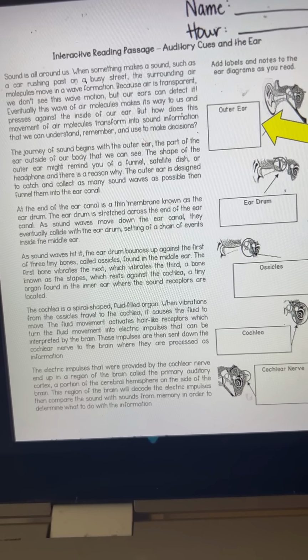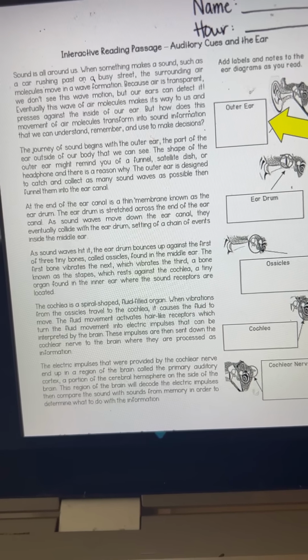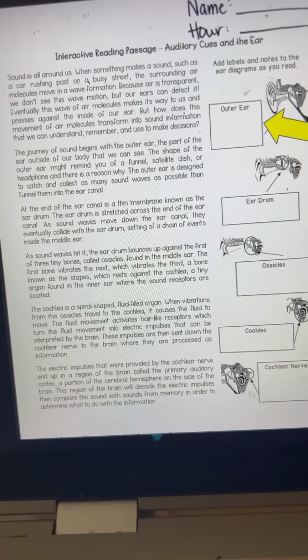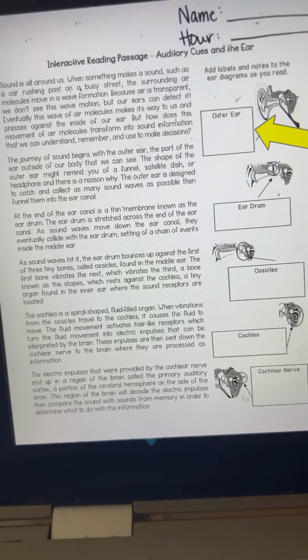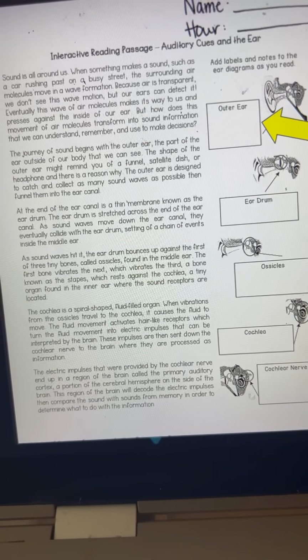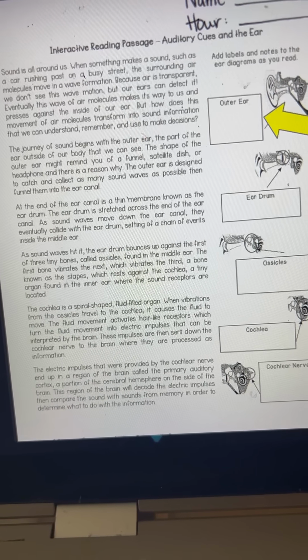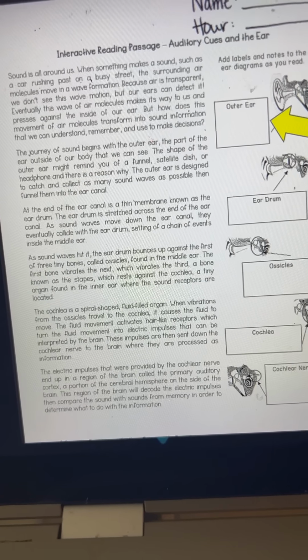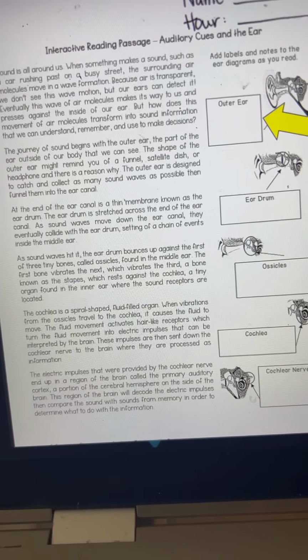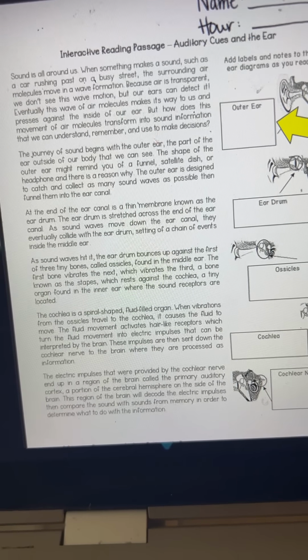When something makes a sound, such as a car rushing past on a busy street, the surrounding air molecules move in a wave formation. Because air is transparent, we don't see the wave motion, but our ears can detect it. Eventually, the wave of air molecules makes its way to us and presses against the inside of our ear.